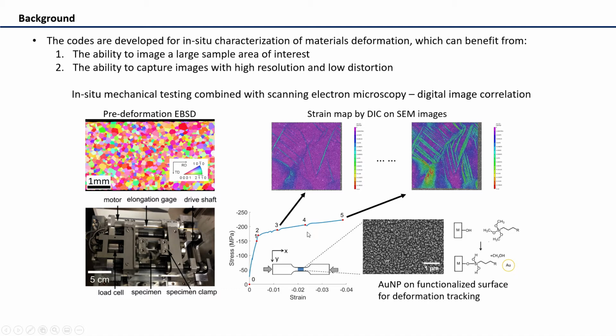This is often combined with digital image correlation, where the image of the deformed sample is compared with the reference or undeformed sample to perform full-field deformation measurement. Such type of experiment can benefit from developments in two aspects. One is the ability to image a large sample area of interest, and the other is the ability to capture images with high resolution and low distortion. And the code of this project has the benefit in both of these two aspects.